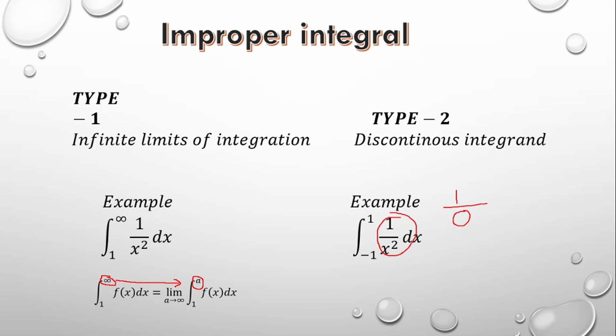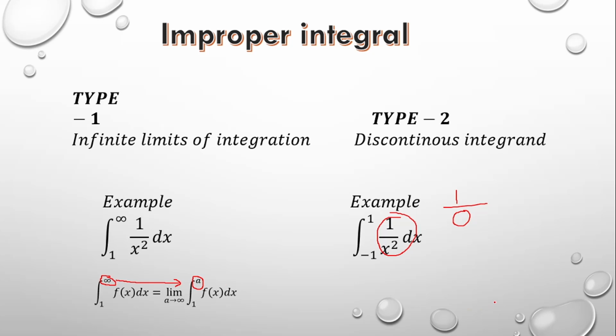Now you do your normal integration with the function given to you, and after that you put the values inside. You'll use A, but now A is approaching infinity. So wherever you see A in the function, you put infinity in after you get your answer.